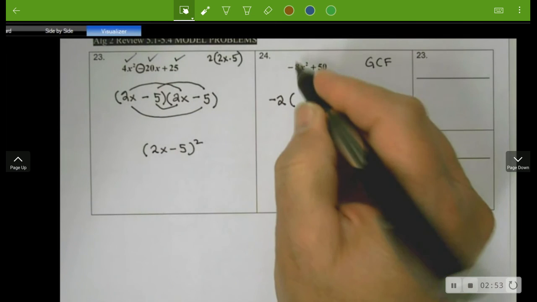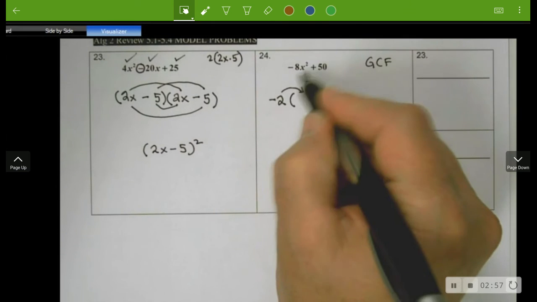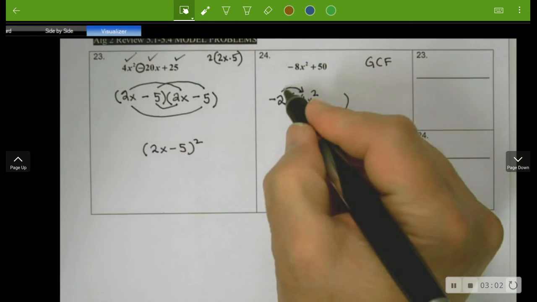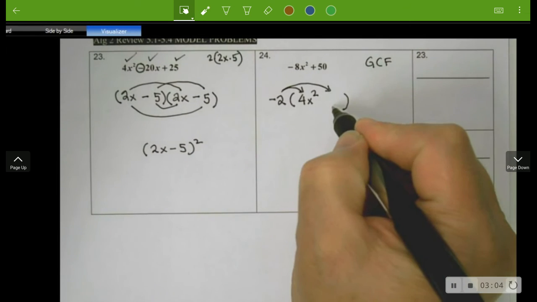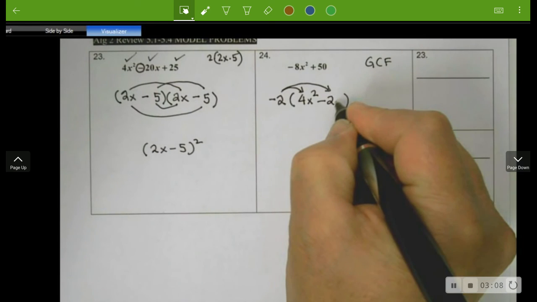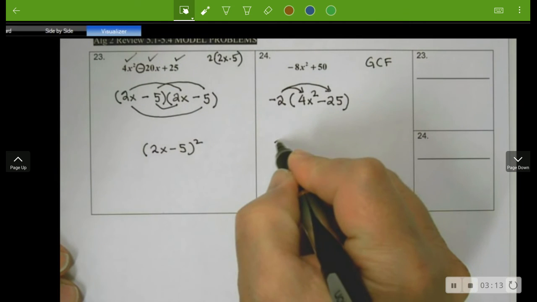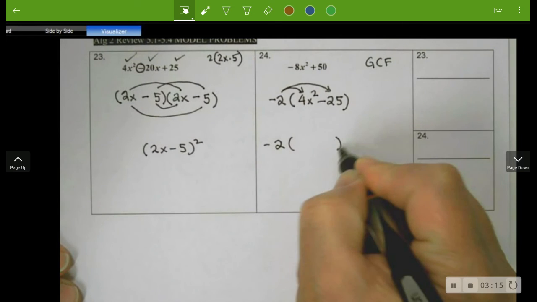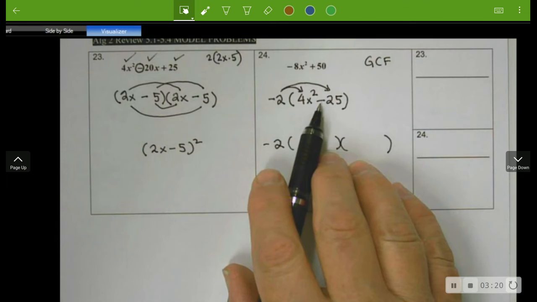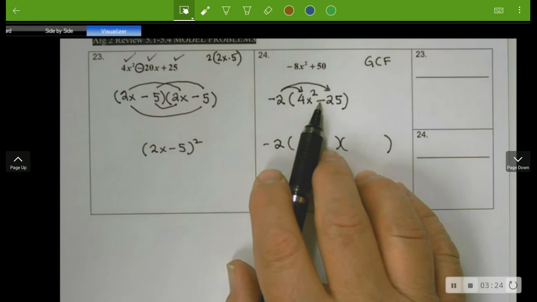All right, so what would you multiply negative 2 by to get this first term here? That would have to be 4x squared. And then negative 2 times the second blank here has to give positive 50. And the only way to make that happen is to put a negative 25 in there. And now we're going to go ahead and break apart this problem into its factors. And this one here is called a difference. You see the subtraction in the middle of perfect squares. We normally shorten that to difference of squares.